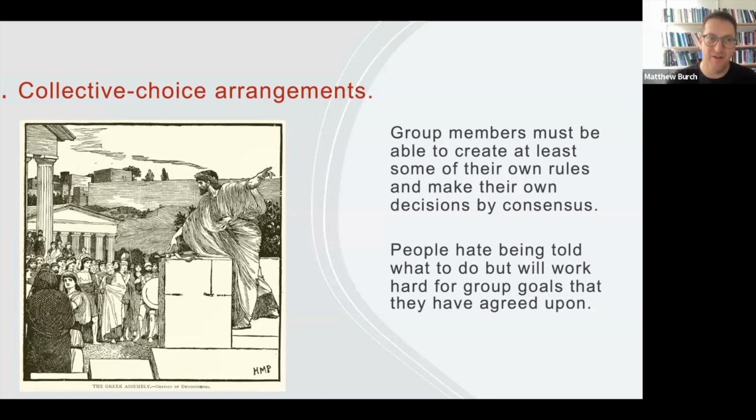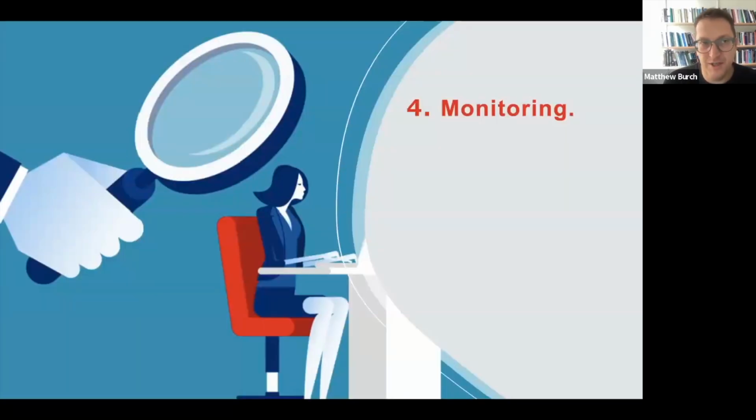So another way to think about this is in terms of autonomy. Successful common pool resource management allows the people who use the resource to be autonomous, to make their own decisions about how the resource gets used and managed. The fourth general design principle that Ostrom extracts from successful common pool resource management is monitoring.